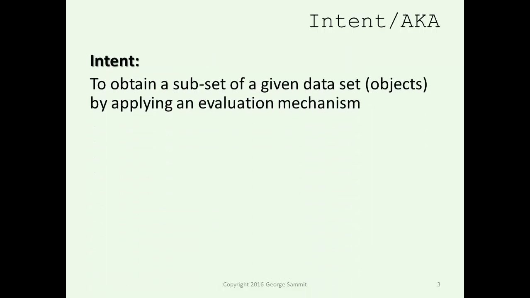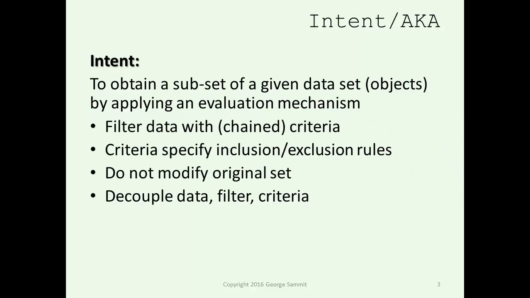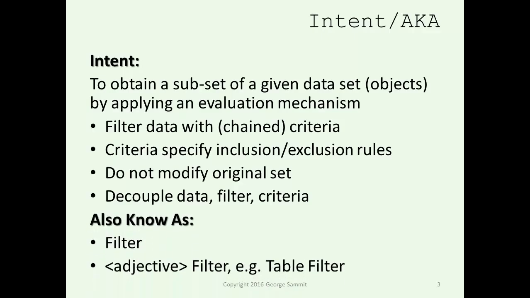The intent of this pattern is to obtain a subset of a given data set by applying an evaluation mechanism. In other words, to filter data using some type of criteria. A few key points to remember about this pattern are: you should be able to use multiple criteria in your filtering. The criteria should specify inclusion as well as exclusion rules. We do not modify the original data set, and it's best to keep the data, the filter, and the criteria decoupled. This pattern is also known as a filter, or some adjective followed by filter, for instance, table filter.